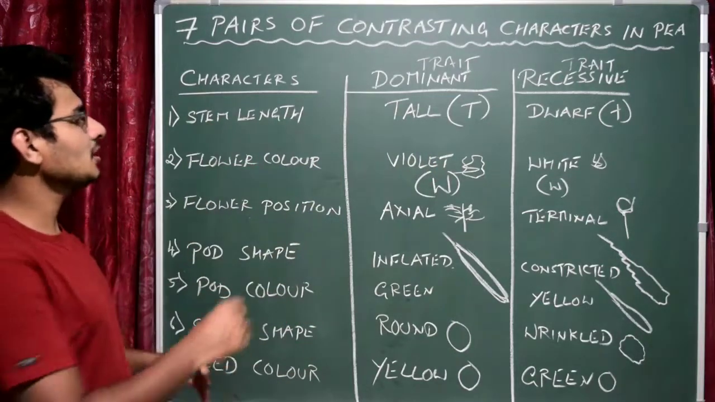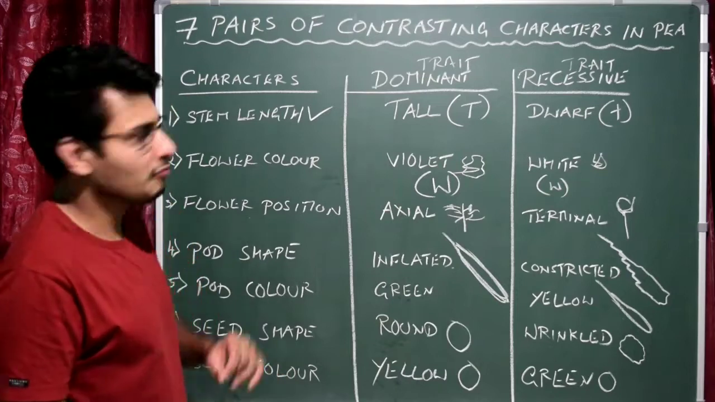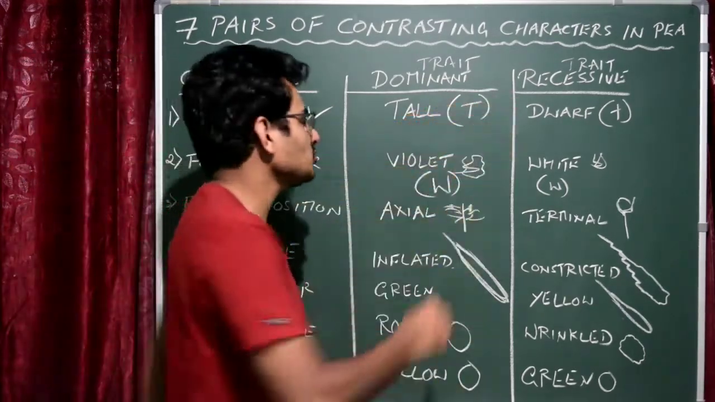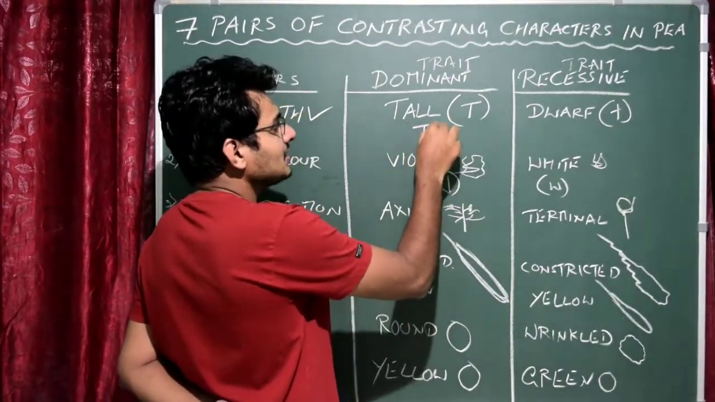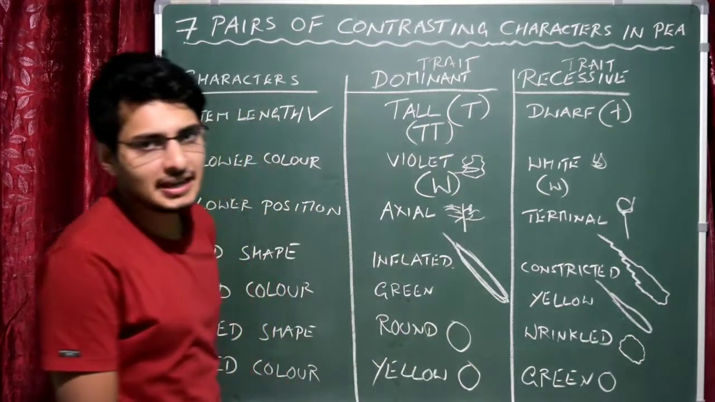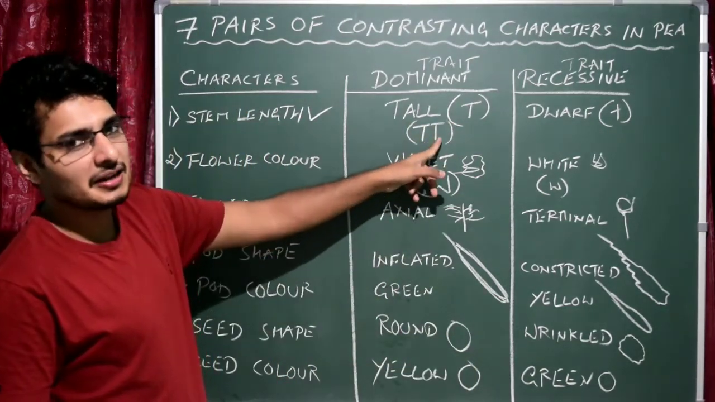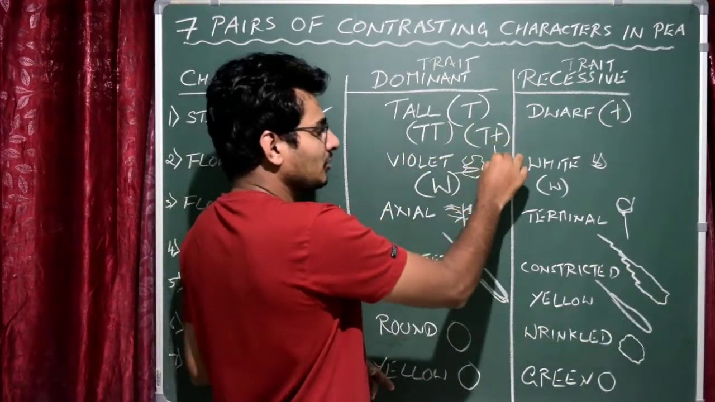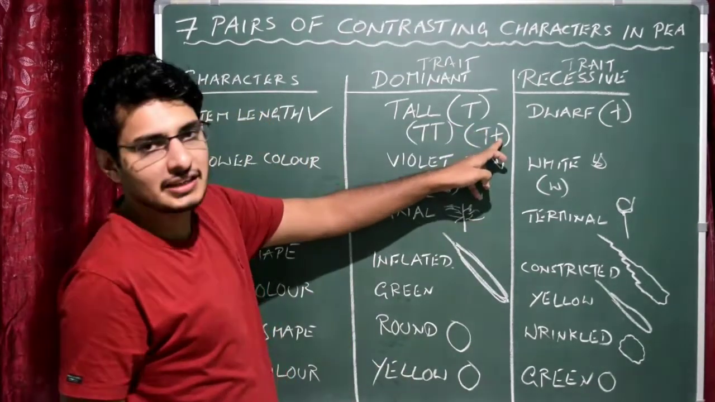Okay, for example, we are considering one character for the monohybrid cross of Mendel, that is stem length, tall and dwarf. A cross between a tall plant and a dwarf plant. As I said, he used to obtain the pure line. The pure line means, see the alleles, capital T, capital T. For example, if I write like this, the plant generation should be capital T, small t, that is the pure line.